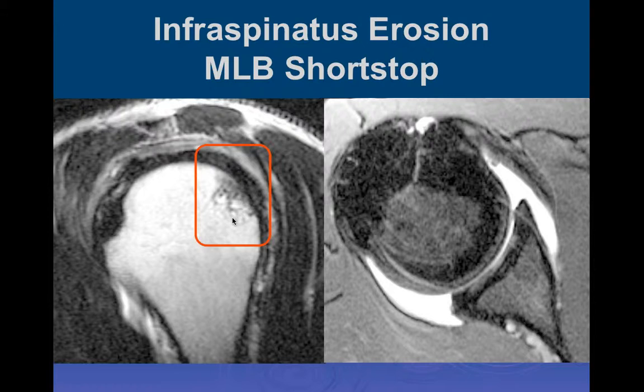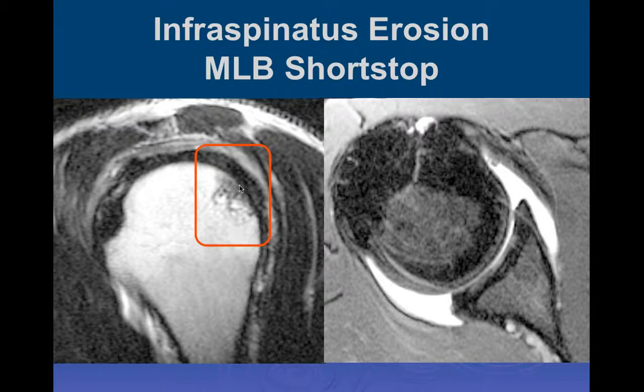And the shortstop. Now, these lesions, to my knowledge, were first described by the orthopedic surgeon who was taking care of the Cincinnati Reds back in the 1940s, and attributed these to traction injuries of the infraspinatus insertion on the humeral head. And I think that's what it is.